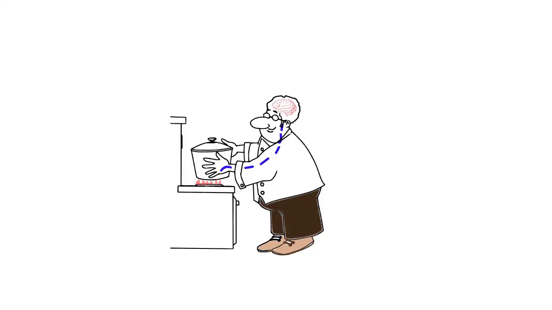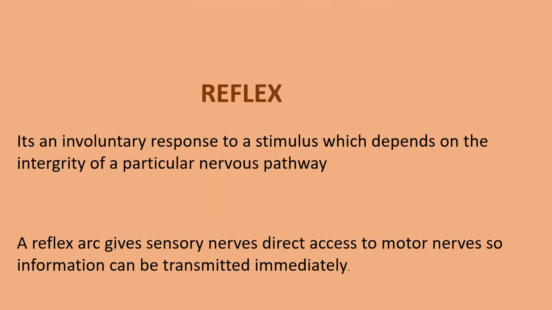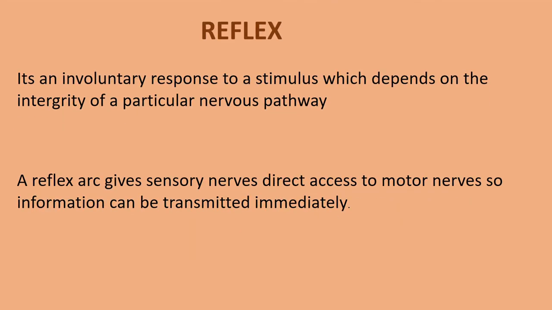When you touch a hot object, your sensory nerves detect the excessive heat and immediately set off a message to the motor nerves that says pull your hand away. The motor nerves push the muscles into action to move your hand away before you think about it. All thanks to the reflex action. A reflex action is an involuntary response to a stimulus which depends on the integrity of a particular nervous pathway. A reflex arc gives sensory nerves direct access to motor nerves so information can be transmitted immediately.